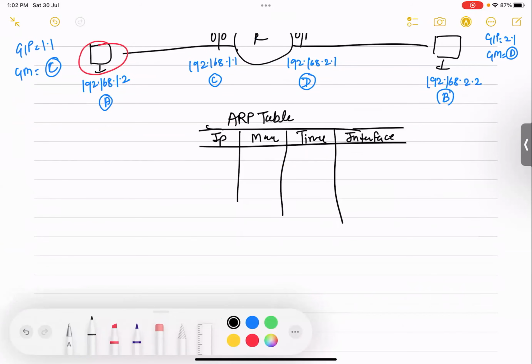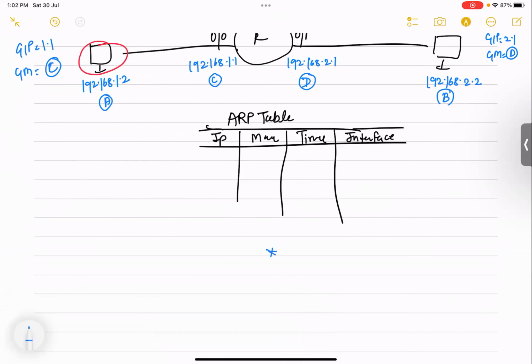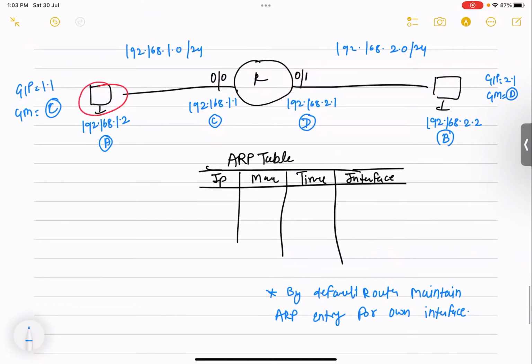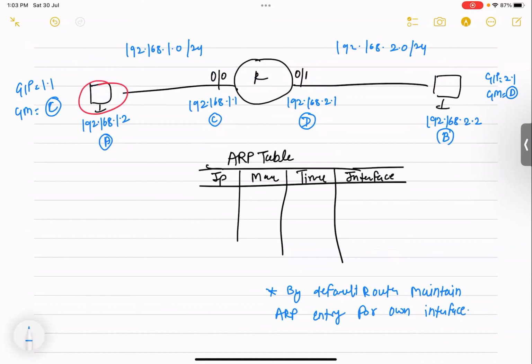By default, a router maintains ARP entries for its own interfaces. Read the line, dear. By default the router maintains ARP entries on its own interfaces. So how many interfaces does the router have? Two here, 1.1 and 2.1.